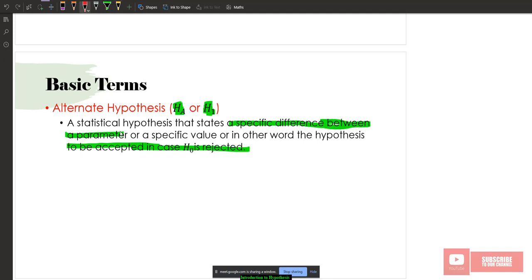So null hypothesis and alternate hypothesis should be together under the hypothesis statement. In a hypothesis statement, it should contain the null hypothesis, mean equal to 2, for example. Let's say I put this one, mean equal to mu naught, and alternate hypothesis mu is not equal to mu naught. So this is a hypothesis statement. It should contain the null hypothesis and the alternate hypothesis.